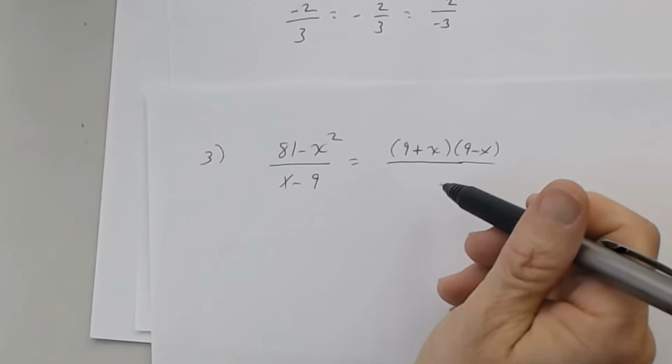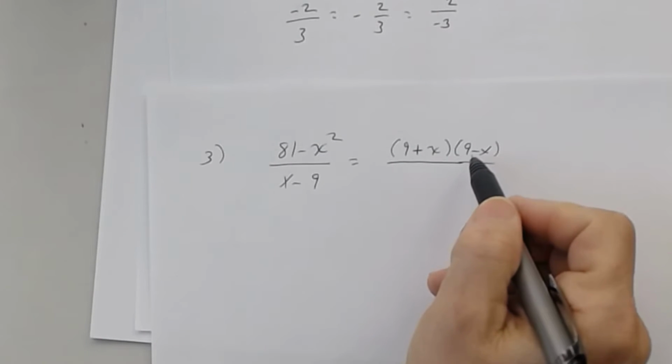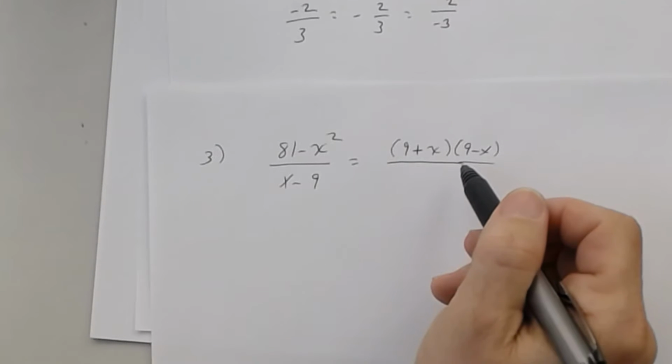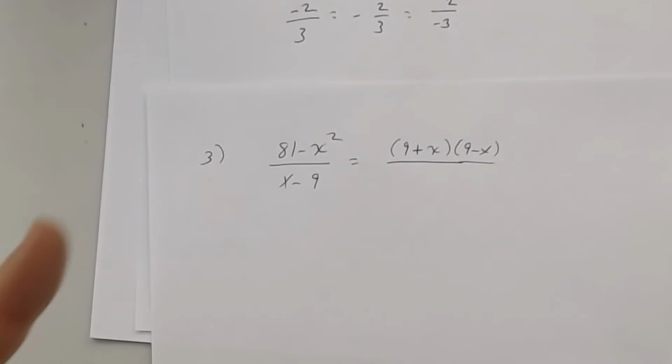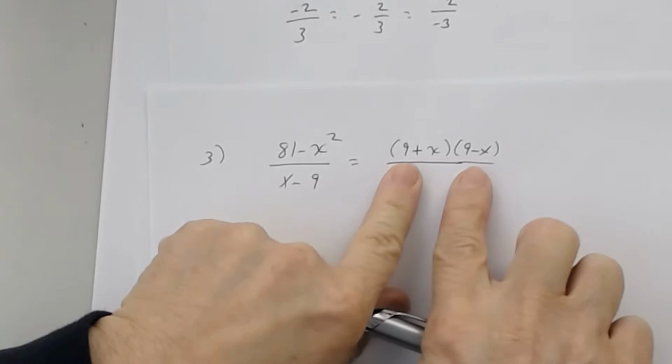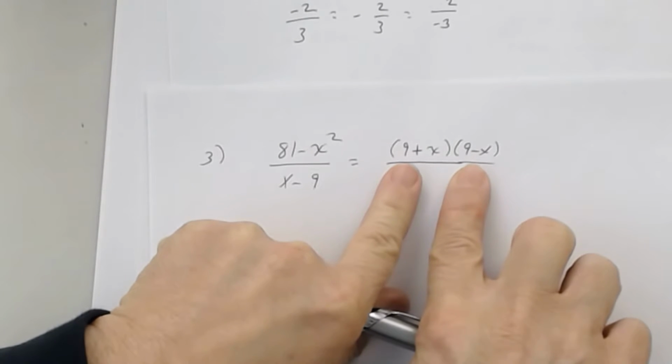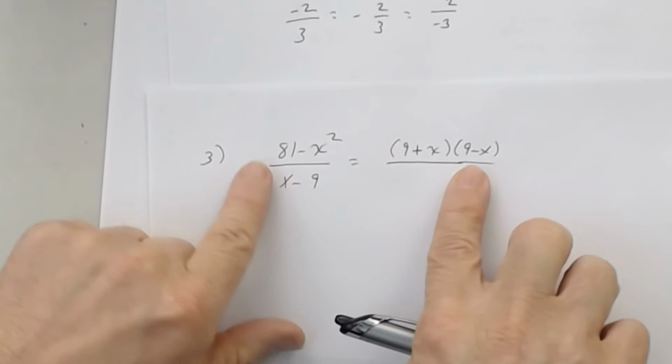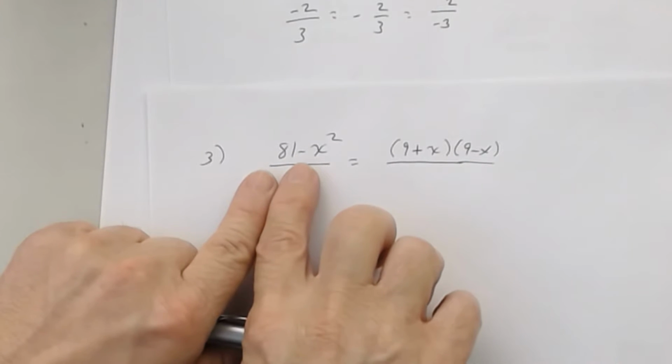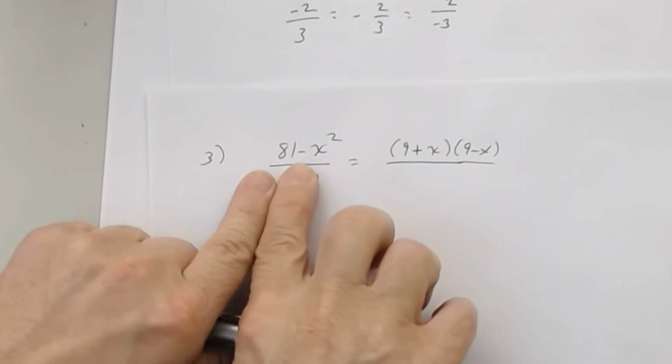You thought what? That's a subtraction right here. You're thinking of 9 minus x times 9 plus x. Multiplication is commutative. That's correct. So 9 plus x times 9 minus x is the same as 9 minus x times 9 plus x. Multiplication is commutative. Now, are you trying to say that's the same thing as saying x squared minus 81?